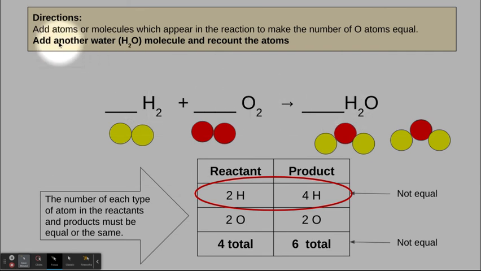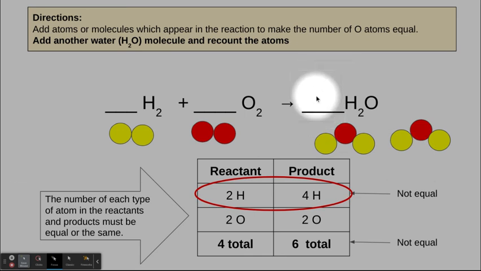So in order, we're going to try adding another water molecule and recount the atoms. In the products, you can see I added another water molecule, and then we recount the atoms. I only changed the products, so I'm only changing my count in the products. I see now there are 4 H's, and there are now 2 O's. So now the O's are equal, but the H's are not equal, okay?